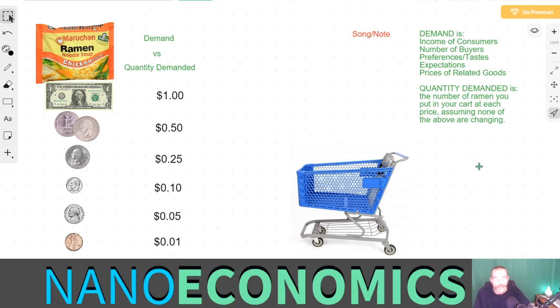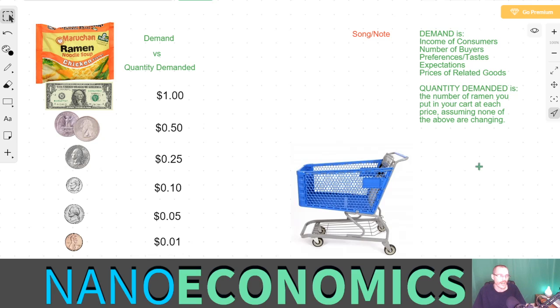Quantity demanded is the number of ramen that you're going to put in your cart at each price, and we're assuming that none of the above is changing. So we'd say ceteris paribus, and the idea is that all other things constant, you're going to see a different quantity of ramen put in my cart based on what the sticker says on the shelf. And so I always tell students to imagine you're standing in front of the shelf looking at the product you're about to buy. Today we're looking at ramen.